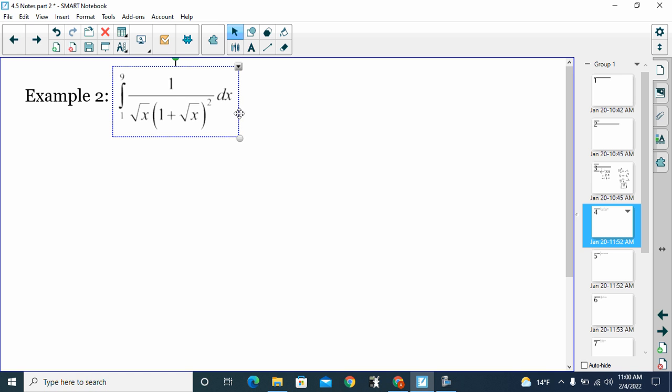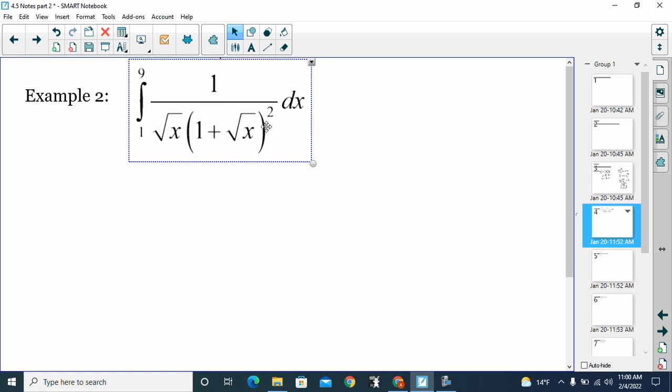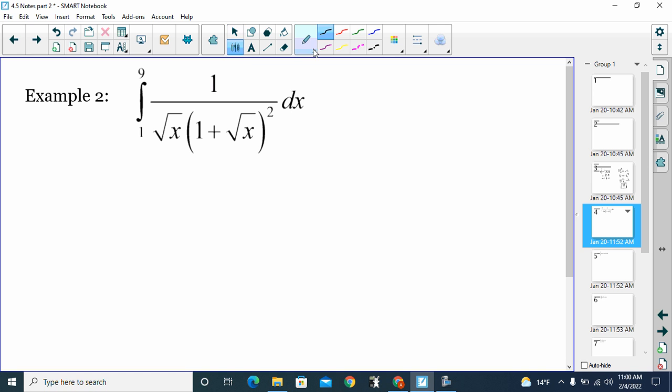Let's try another one here. Example 2 asks us to integrate from 1 to 9 of 1 over root x times the quantity 1 plus root x squared dx. So we are going to u substitute. We're going to make u equal to 1 plus root x, which is the same thing as 1 plus x to the 1/2. My du, therefore, is 1/2 x to the negative 1/2.